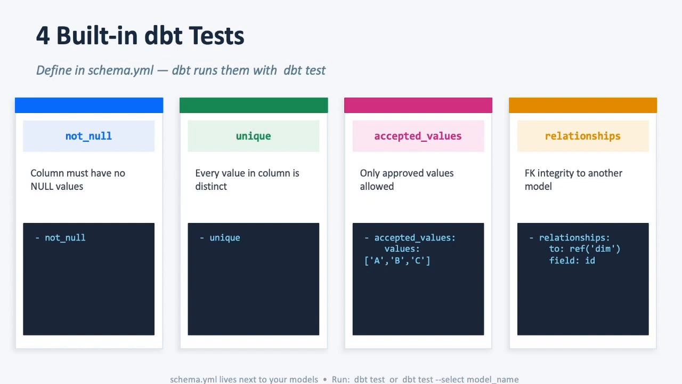Fourth, relationships. This is your referential integrity check. Just like foreign key checks in SQL, it verifies that every value in one column exists in another model's column. So if you have customer ID in the orders table, this makes sure that every ID exists in the customer dimension table. And the best part is you don't have to write a single line of SQL. It is all YAML.